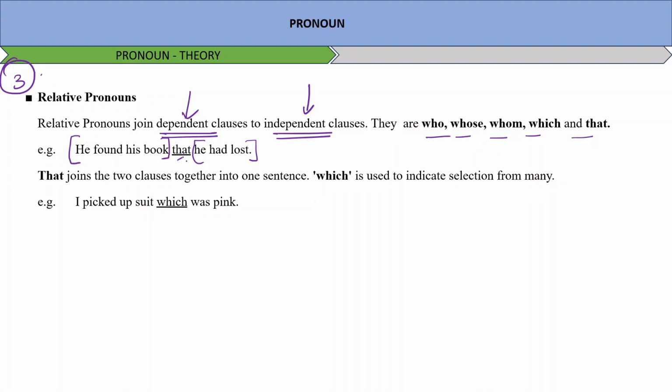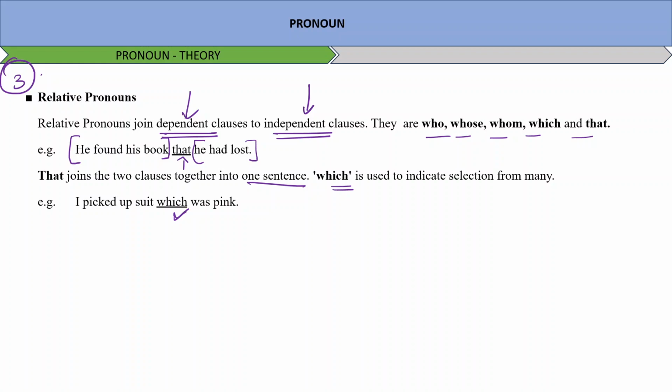I picked up a suit which was pink. There were many selections, and you picked up one suit which was pink in color. So which is basically used to make selections, and that is used to join two clauses together in one sentence.